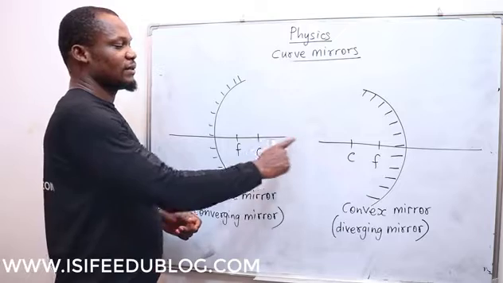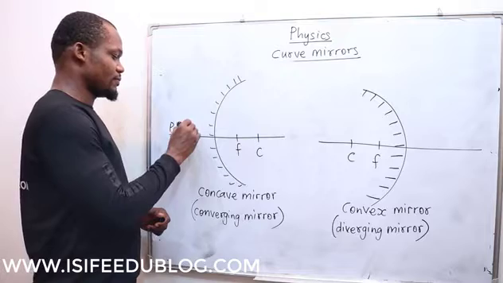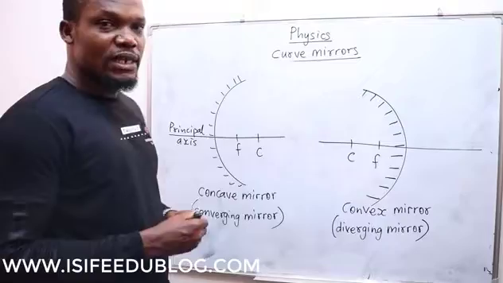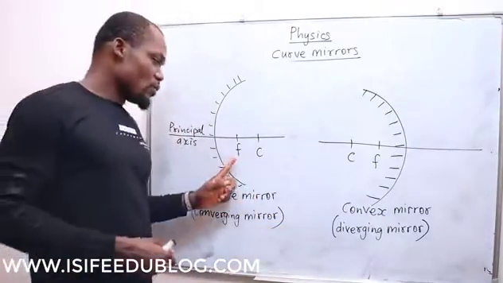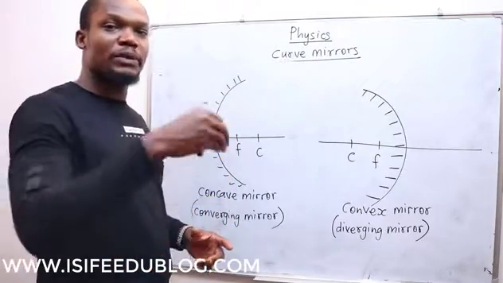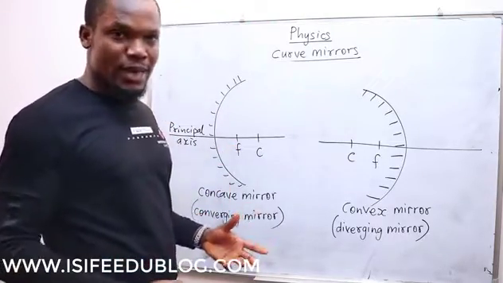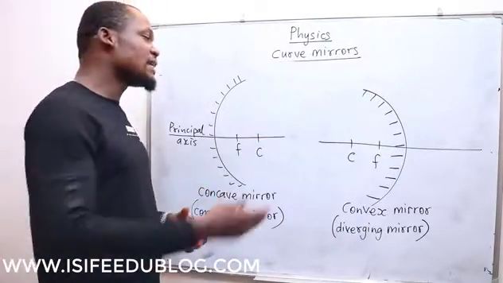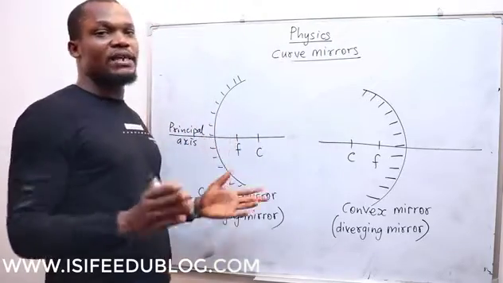This straight line is called the principal axis. The principal axis is a straight line that passes through the center of a curve mirror. Now, take a look at this point. This point F is called the focal point, or you call it the principal focus. The focal point or the principal focus of a curve mirror is the point on the principal axis where all the lines that are parallel to the principal axis either converge or diverge from.